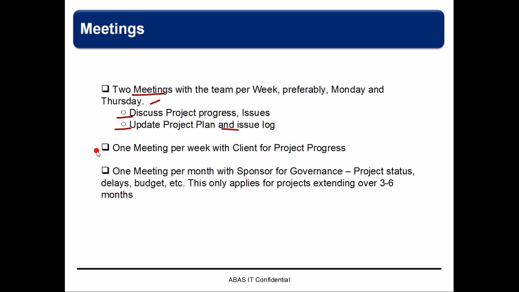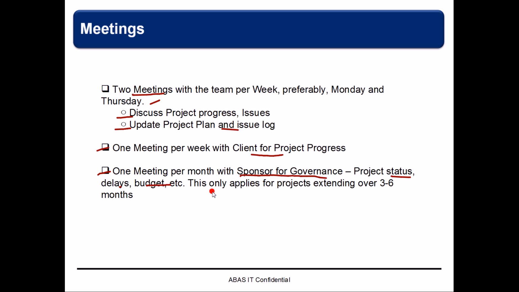And if we have a client, then we can meet once per week, or once in 2 weeks, to notify the client about the project progress, where we're at, and if anything is pending with the client that we need to follow up on. And there would be one meeting per month with the sponsor for governance, just to make sure that we're on track: the project status, delays, if anything we're expecting, any change in budget. And this only applies to projects extending over 3 to 6 months.